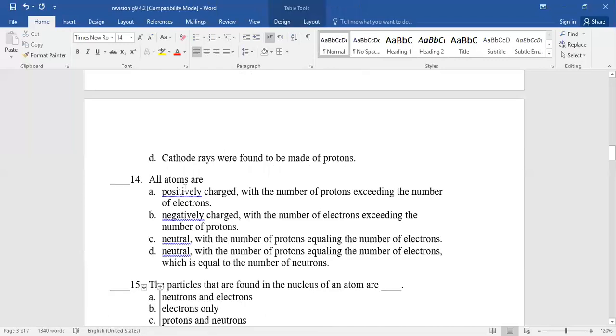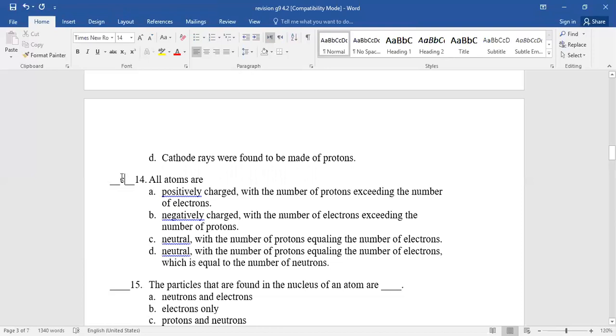And let's get to number 14. All atoms are positively charged with number of protons. No, it cannot be like that. Negatively charged, it cannot be like that. Neutral, let's see, we have two neutral here. Neutral with the number of protons equaling the number of electrons, that's perfect. Neutral with the number of protons equaling the number of electrons, which is equal to the number of neutrons, that's not perfect. So the answer will be number C, which is a perfectly suitable one.